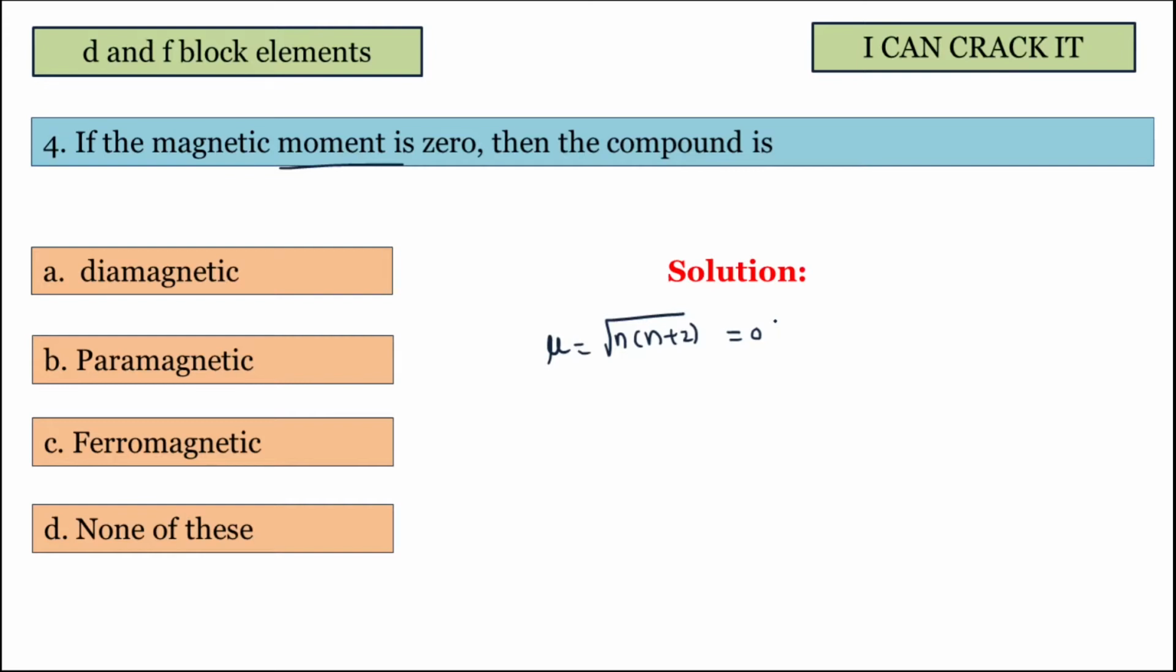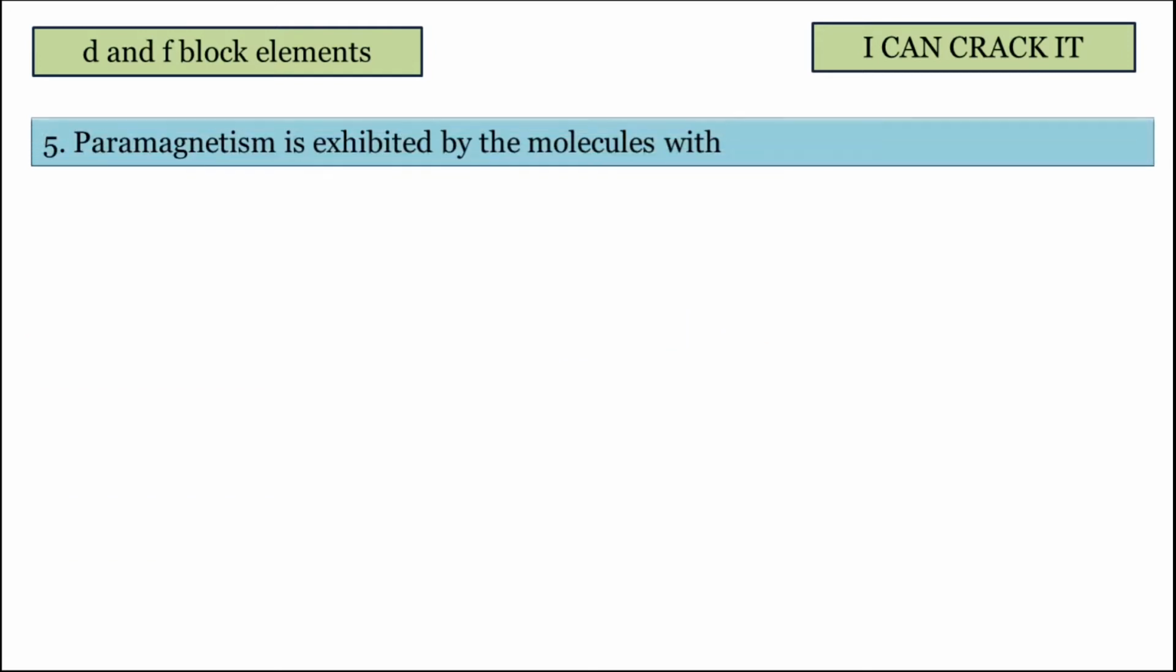So that is why it is diamagnetic. It is paramagnetic if it has some magnetic moment. It is ferromagnetic if it is able to form domains. Right. Now here, if the magnetic moment is 0, then it is diamagnetic. Option A. Let's look into the fifth question.